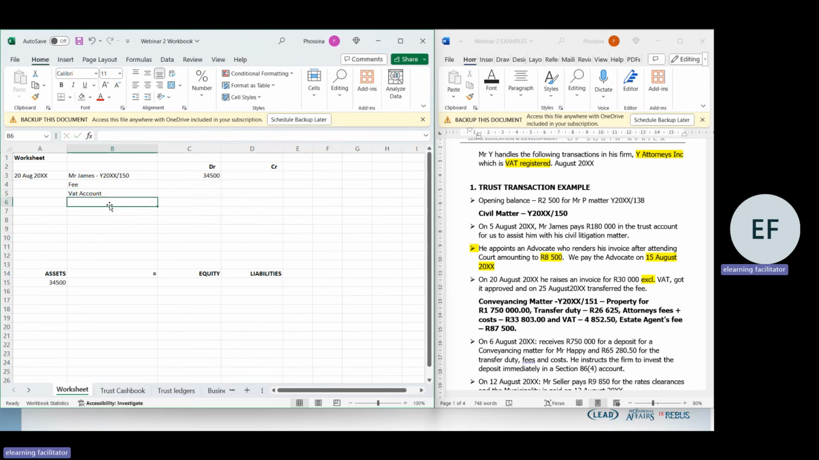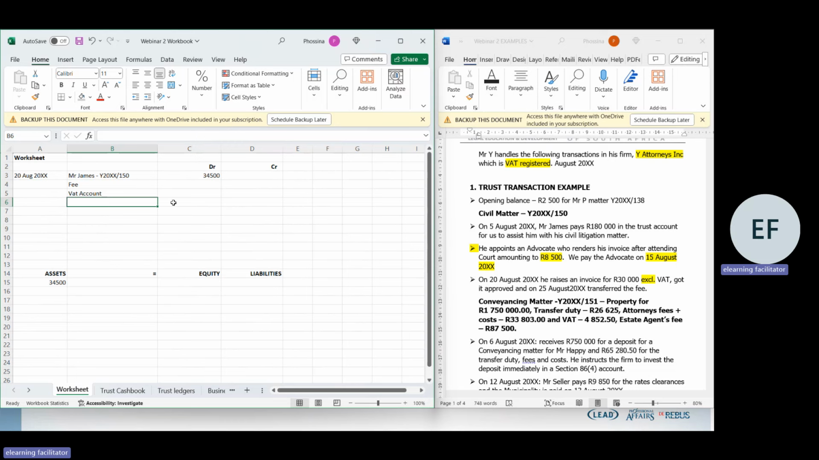So VAT, if we are VAT registered, we are collecting on behalf of SARS. Remember, we discussed that. We are collecting on behalf of SARS, on behalf of the government, and it is a requirement according to the VAT Act. And we are citizens of the country, so we live by the rules of the country. So that's what we do.